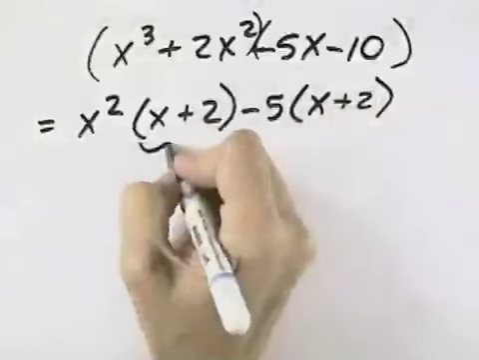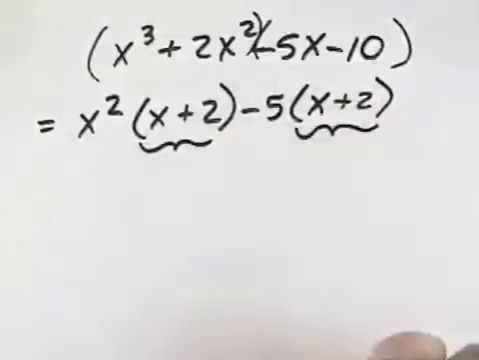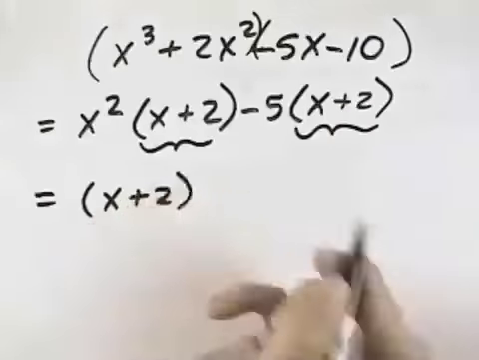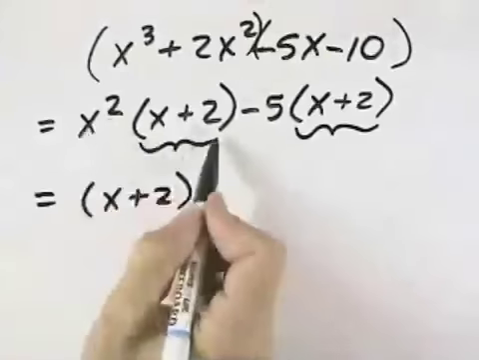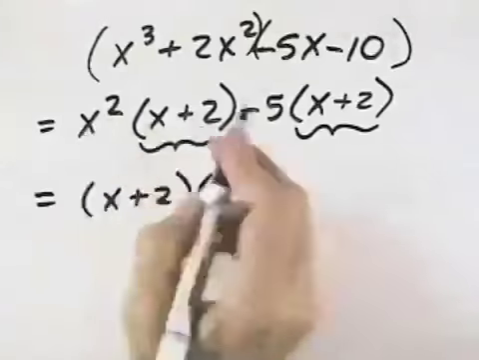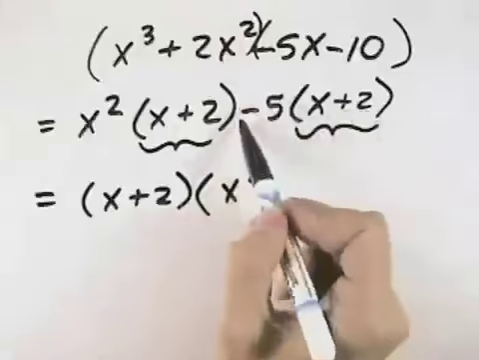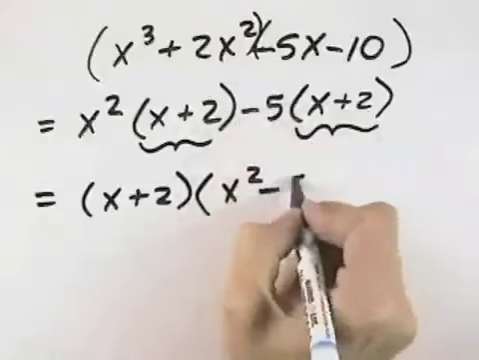I can see that this is going to work because I can see the common factor that we have of x plus 2. So when I divide that out from the first term, if I divide out the x plus 2, that's going to leave the x squared. When I divide the x plus 2 out of the second term, it leaves the negative 5 for x squared minus 5.